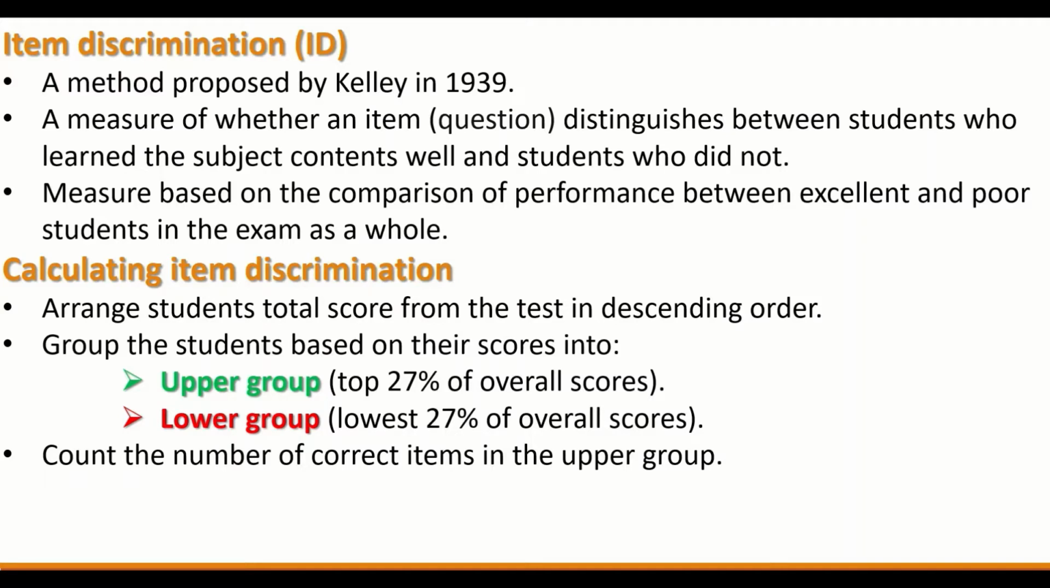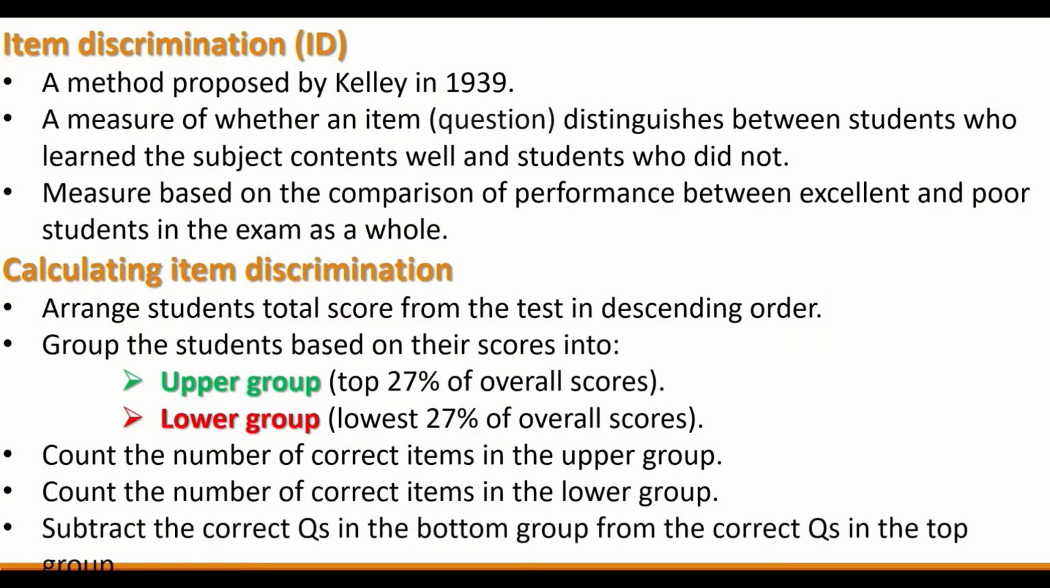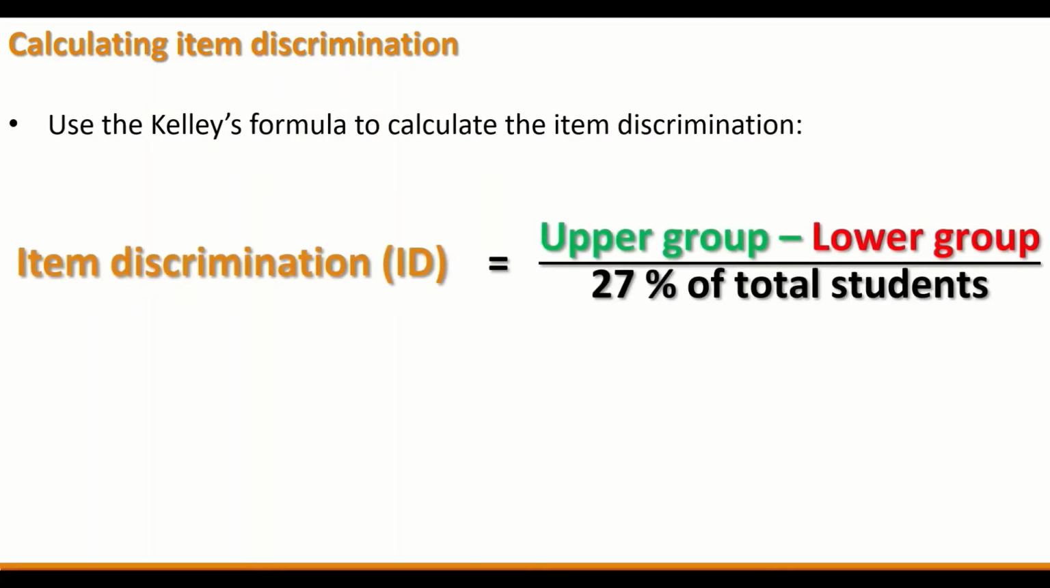Count the number of the correct items in the upper group and then count the number of the correct items in the lower group. Then subtract the correct questions in the bottom group from the correct questions in the top group. Then use Kelley's formula to calculate the item discrimination as given here.